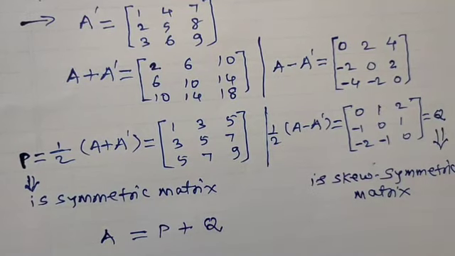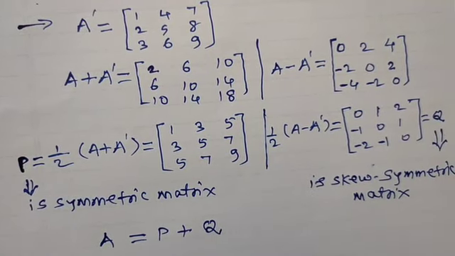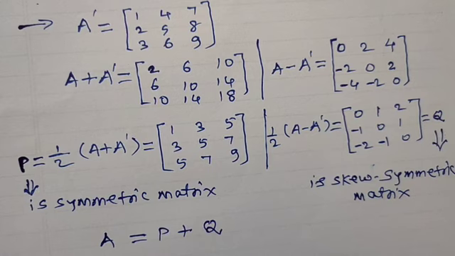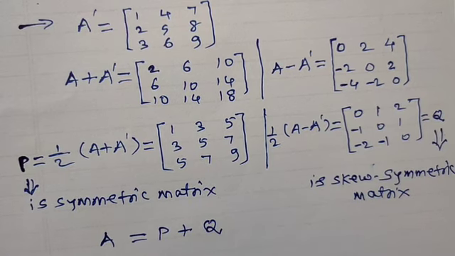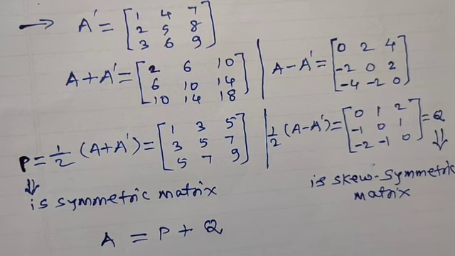In this way, every square matrix can be uniquely expressed as a sum of symmetric and skew symmetric matrices. Okay, this is property number 1, its proof, and one problem on that property.